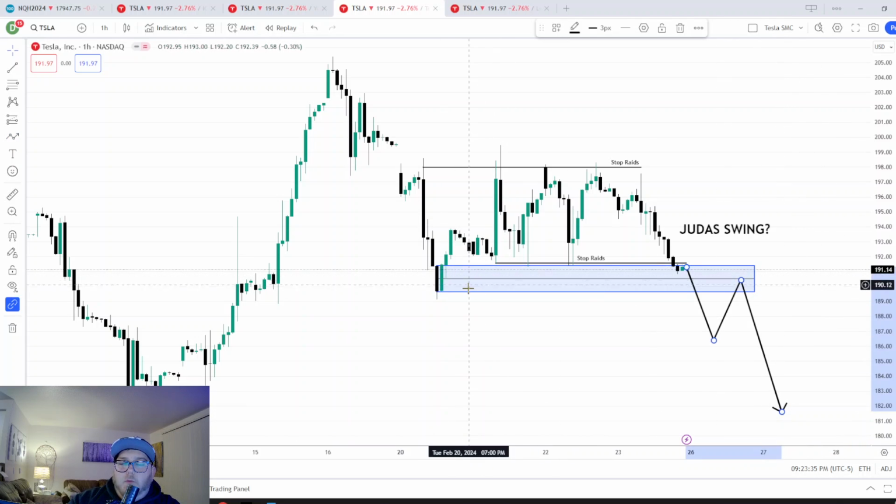So we'll really be watching this 1-hour order block to see what happens with it, if the order block becomes a breaker block or if the order block holds as support. No clear indication. We'll probably get some kind of answer on Monday.